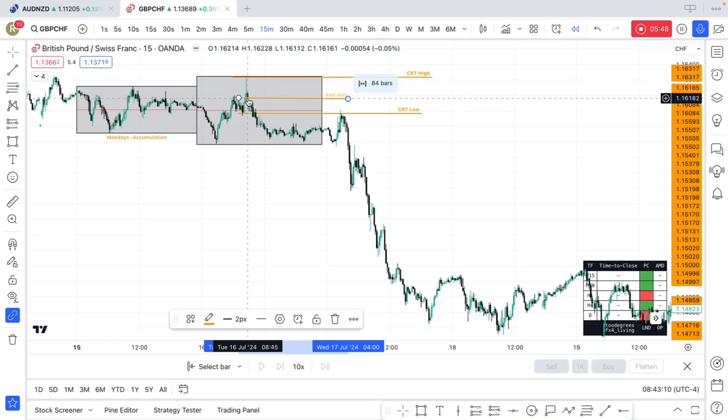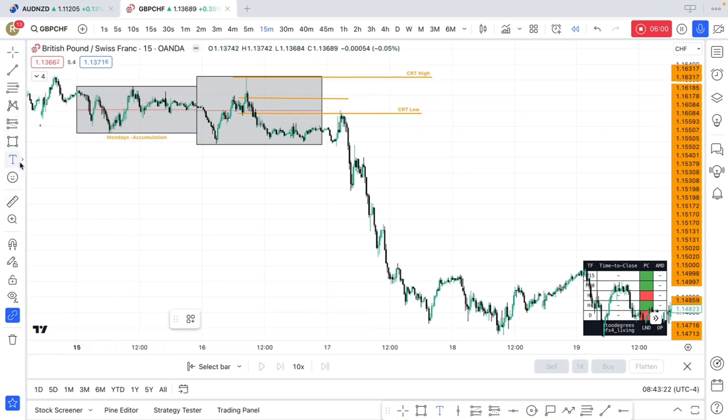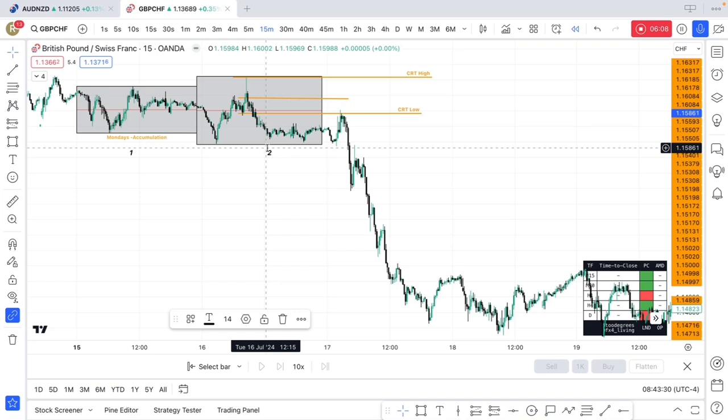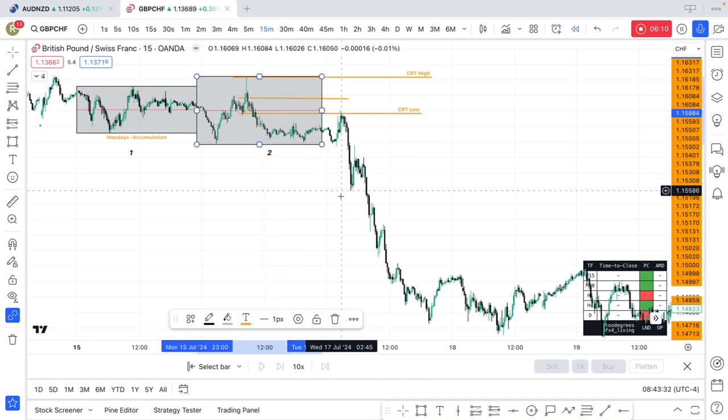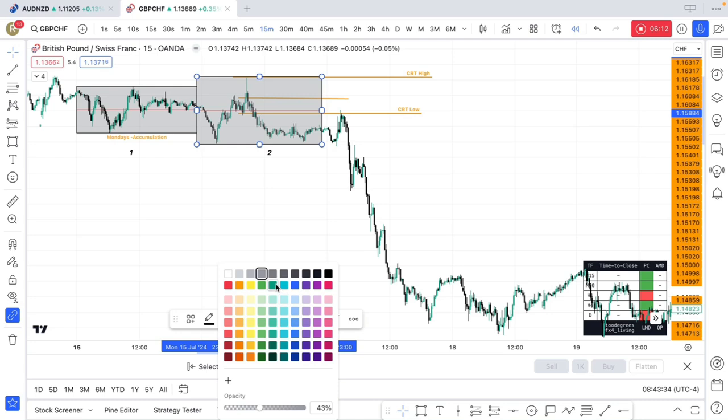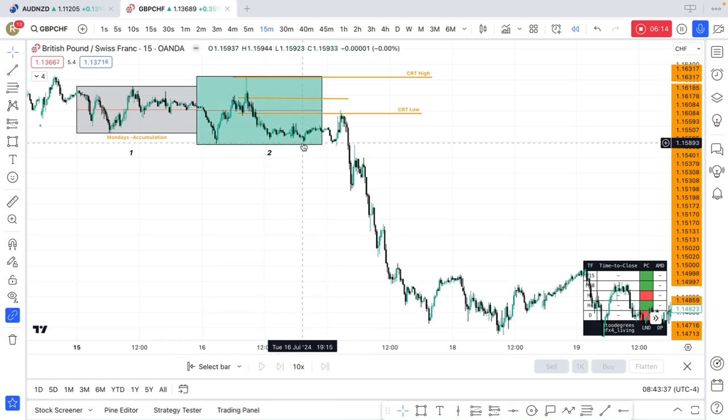So the order block. If you're not able to take the trade on a Tuesday, you wait for Wednesday. And I told you this is where the trade started. This candle is tagged as one. This is accumulation Monday. This is manipulation, these two. Let me change the color. The manipulation is going to be this color.